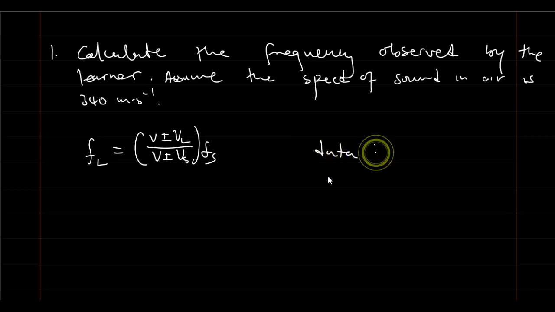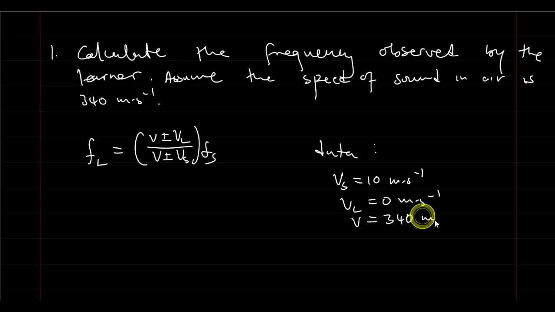So now Vs is 10 meters per second. What about VL? VL is 0 meters per second. V, they said assume speed of sound in air is 340 meters per second. So what about Fs? They said it's 600 hertz. Okay, so from this formula we have Fs, we have VL, we have Vs, we have V. What we don't have is FL. So let's go and calculate.